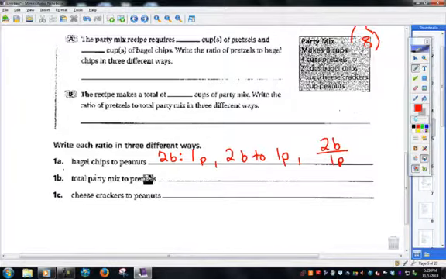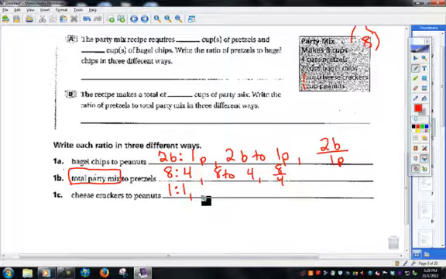Total party mix to pretzels. That's going to be 8 colon, I'll leave the labels off this time. 8 colon 4, 8 to 4, and then 8 over 4. Again, order matters. It wanted the cups that the total party mix makes to the number of pretzels. Down here we got cheese crackers to peanuts. They both required 1 cup. So here we got a 1-to-1 ratio. 1 to 1, 1 over 1.